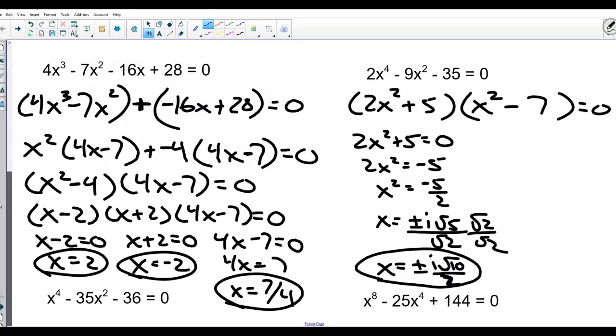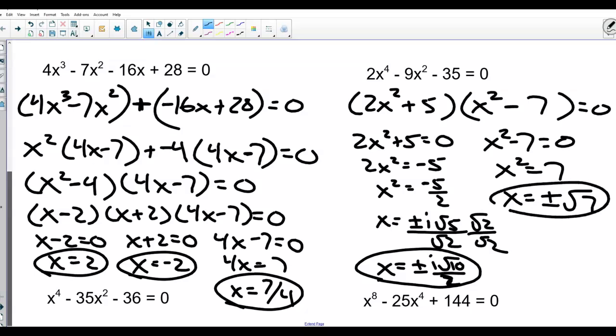The second one's a little easier to deal with. x squared minus 7 equals 0. x squared equals 7. When I take the square root of both sides, it's simply plus or minus root 7. If I were to put that in the Desmos calculator, this graph would cross the x-axis at root 7 and negative root 7. The other doesn't cross, representing the imaginary numbers. That's why they're imaginary. Because it's not crossing the x-axis, therefore it's not a real solution.